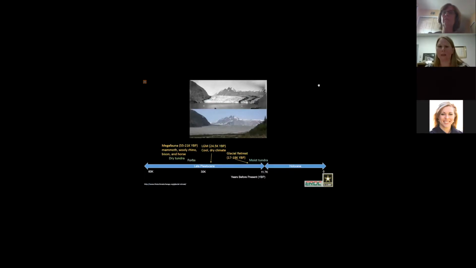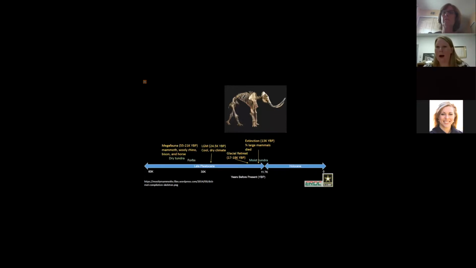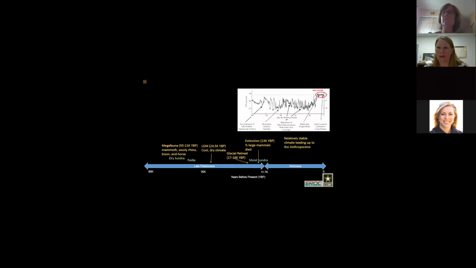Then there was glacial retreat, where the glacier started retreating around 17,500 years ago, and there was a more moist tundra environment. A mass extinction, this sad mammoth here, at about 13,000 years ago, where 3/4 of the large mammals died. And this graph shows the temperature differential between the Pleistocene and the Holocene, so these large temperature swings by proxies of stable isotopes, and then the Holocene being much more stable.